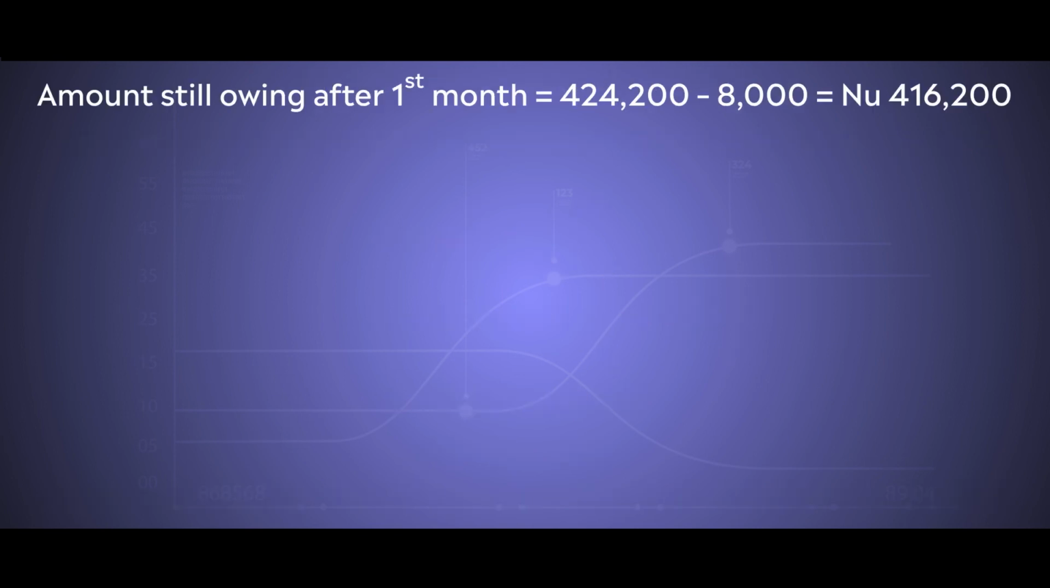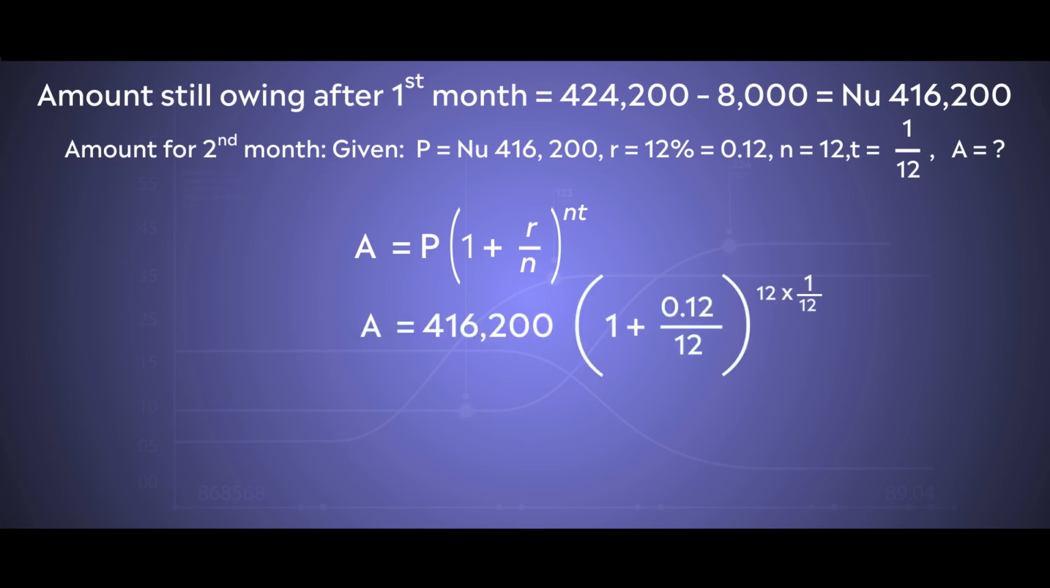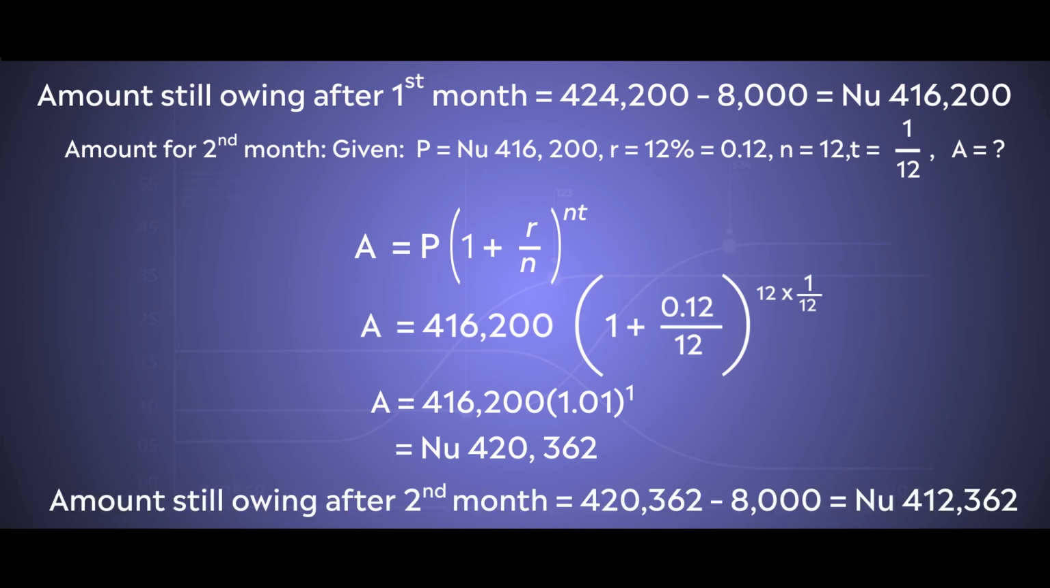Taking this amount as a principal for the second month and the rest of the conditions remaining the same, in the second month we are going to get 416,200 times (1 plus 0.12 over 12) raised to 12 times 1 over 12, which gives Nultrum 420,362. In the second month also, he is going to pay Nultrum 8,000.